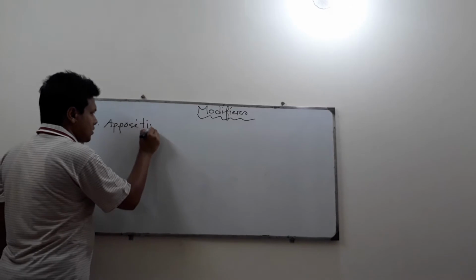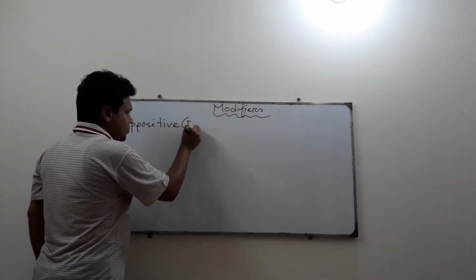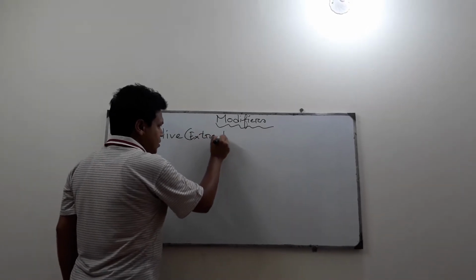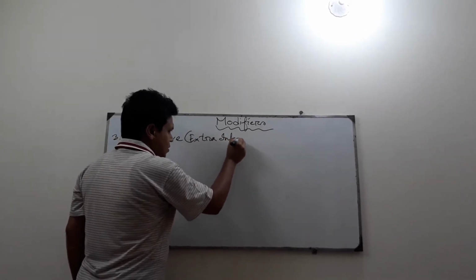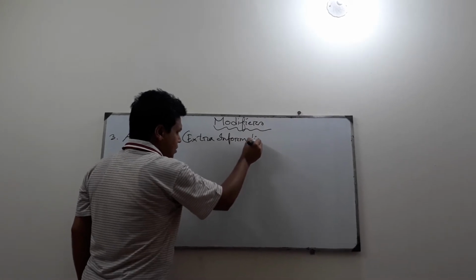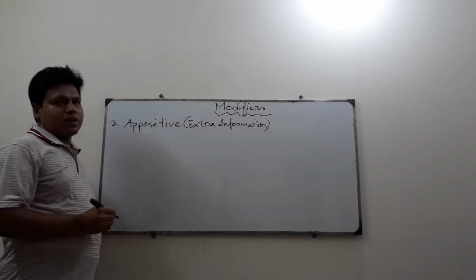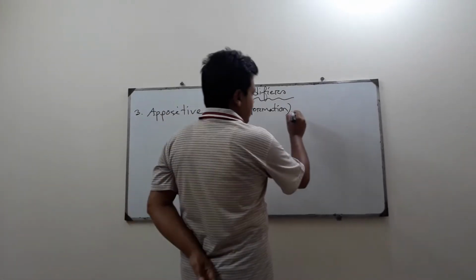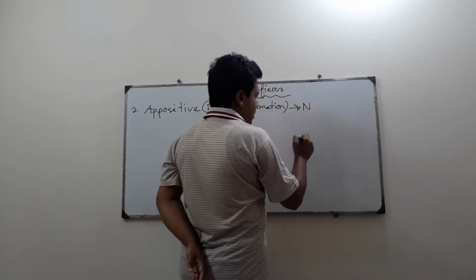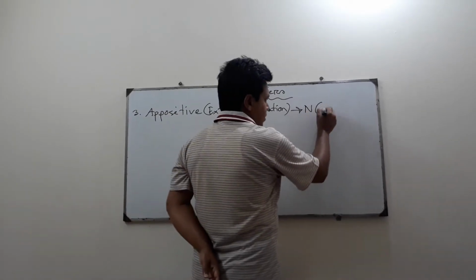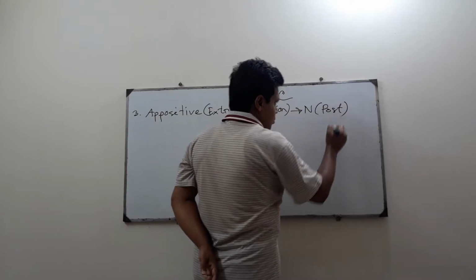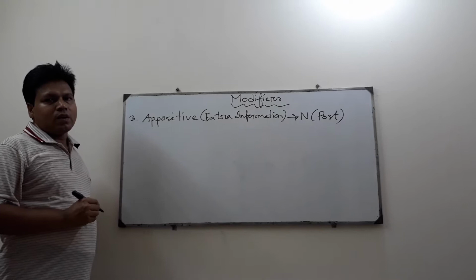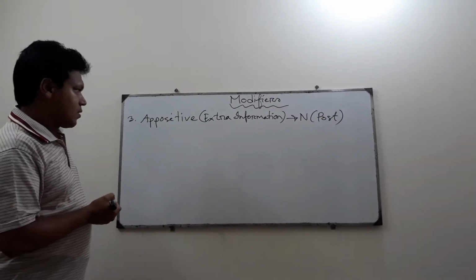Appositive. Appositive is an extra information which identifies or clarifies a noun. So it modifies a noun, and it's a kind of post modifier. Appositive is a kind of post modifier. That means an appositive takes place after the noun and modifies it or clarifies it.